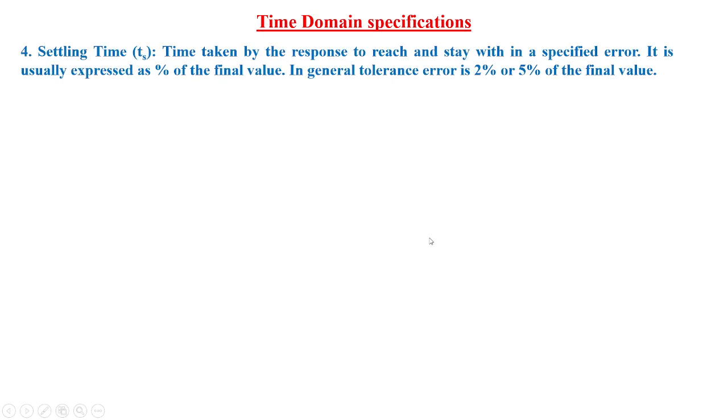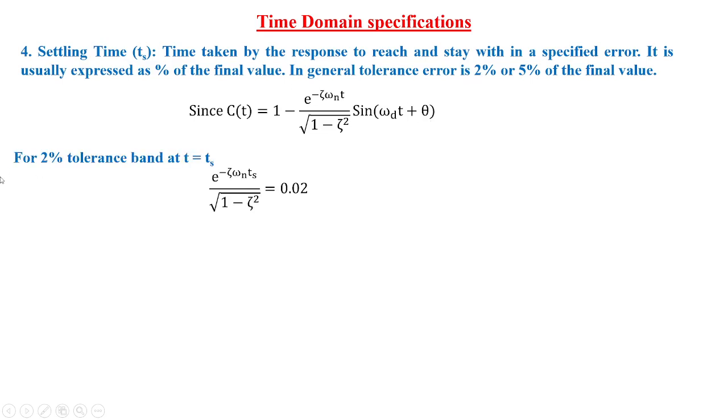On the same basis, let us go with the settling time. It is defined as the time taken by the response to reach and stay within a specified error. It is usually expressed as a percentage of the final value. In general, the tolerance error value is 2% or 5% of the final value. So from the standard output of second order system, when you take the 2% tolerance, and the sine term goes to the oscillations, that's why you're going to consider this term here.